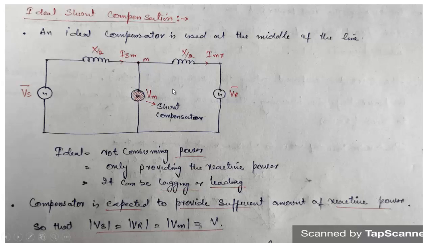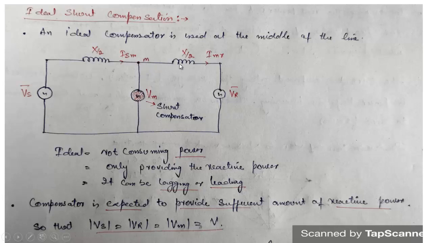Usually, as we know, the voltage is affected more at the middle of the line, so shunt compensators can be used at the middle of the line so as to have the minimum effect on the voltage. So we can say voltage variation will be minimized. That's why I have shown M as the midpoint of this transmission line, and we have used the compensator at this point.